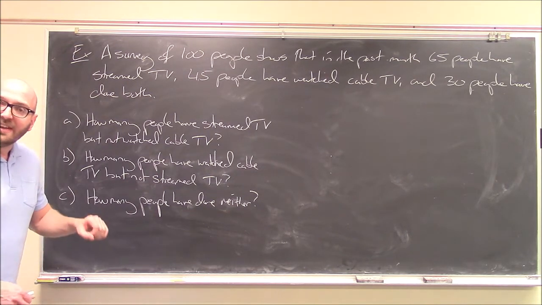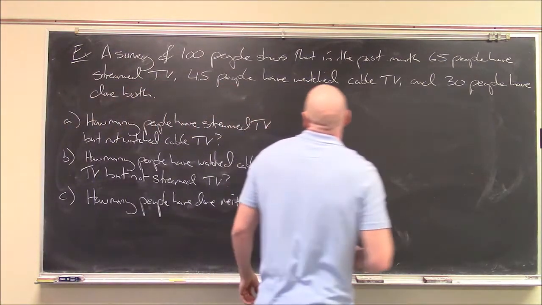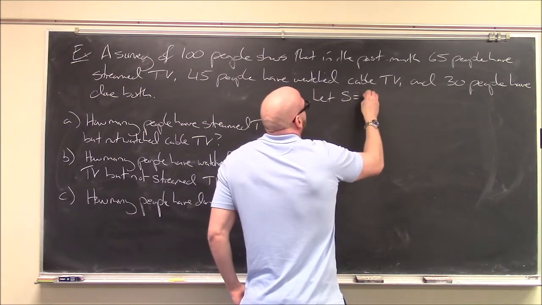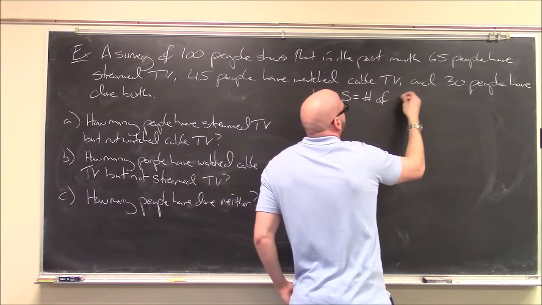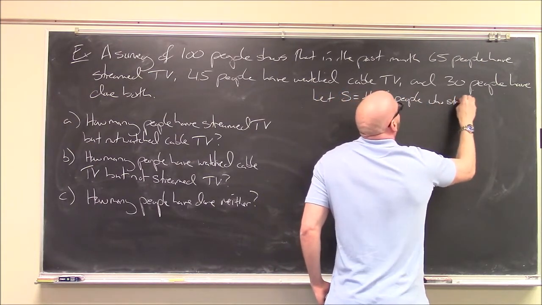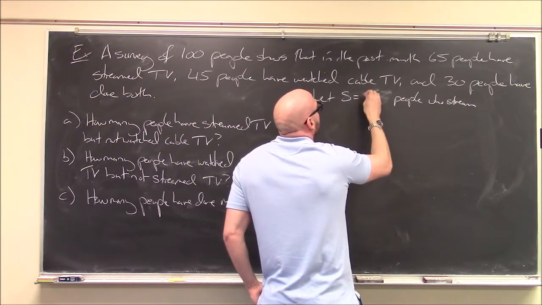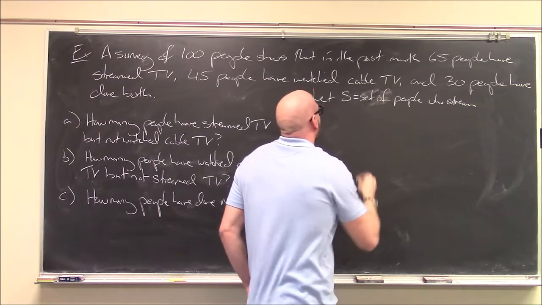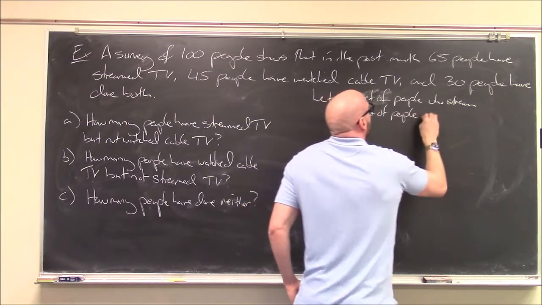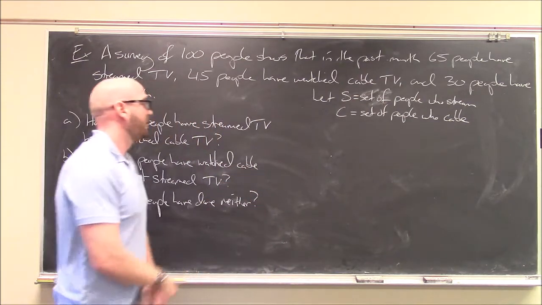So it turns out this is really exactly the same as the last problem we did, just with some words thrown in behind it to give interpretations to these things. Let S be the set of people who stream, and let C be the set of people who watch cable TV. We'll just say who cable. Apparently cable is a verb now.